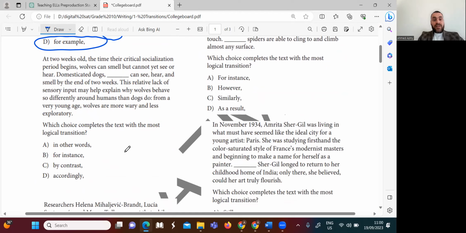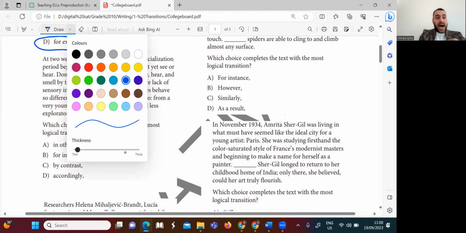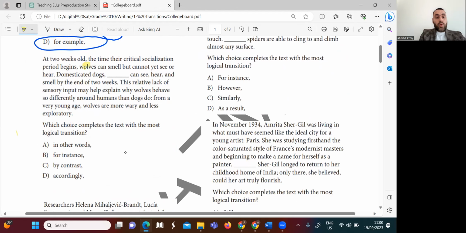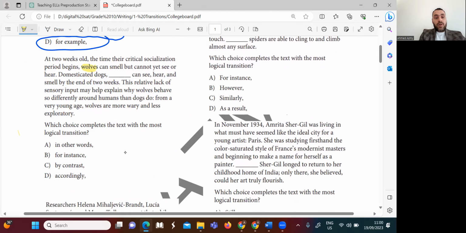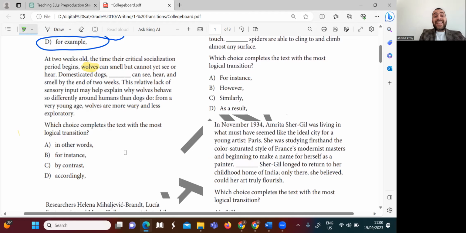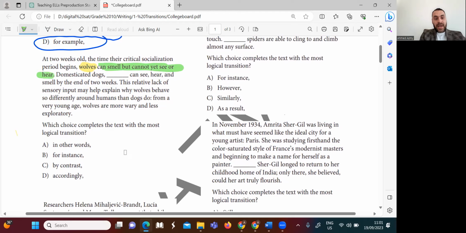At 2 weeks old, the time their critical socialization period begins. We are talking about what or whom here? Yes, we are talking about wolves. What do they do at the age of 2 weeks? They can smell but can't see or hear. Okay, are we still talking about wolves?